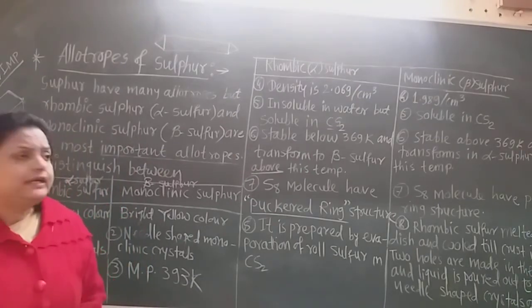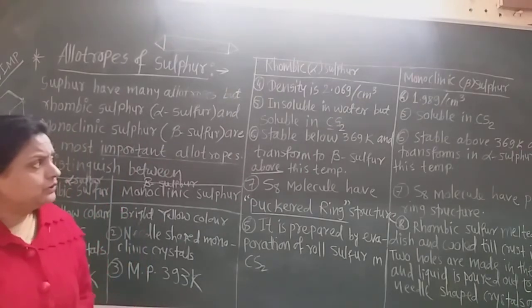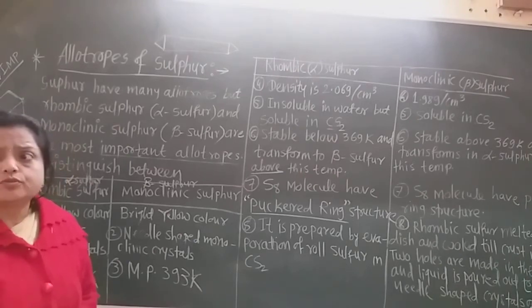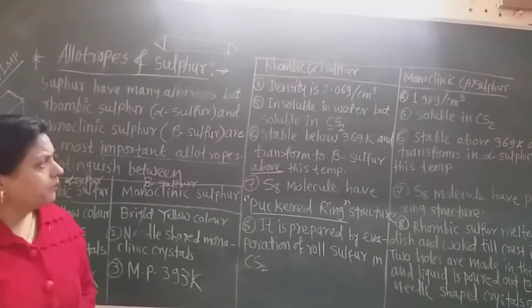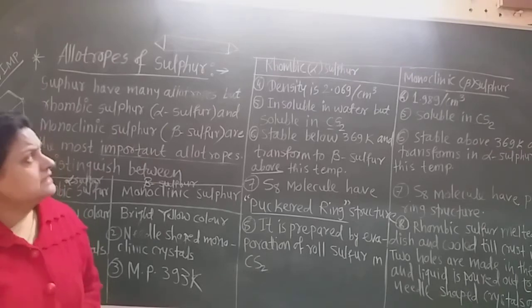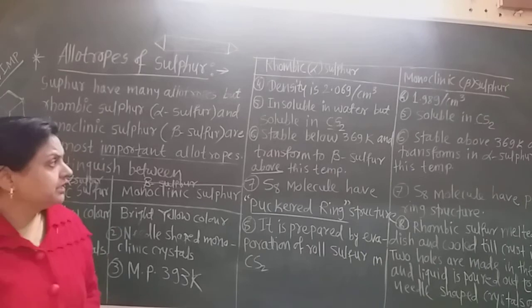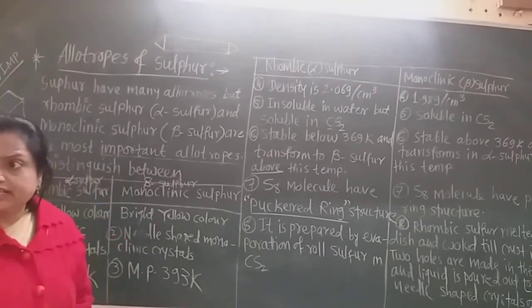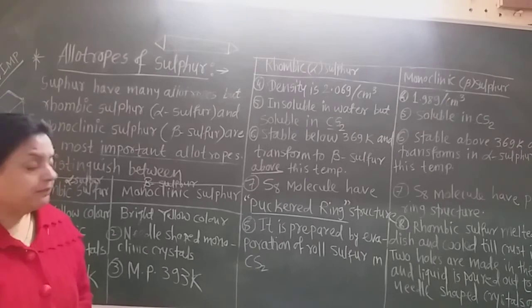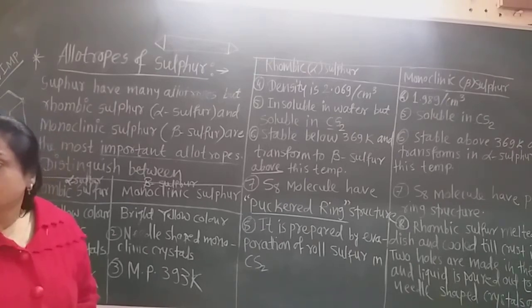About the stability, I already told you that the monoclinic sulfur is more stable than the rhombic sulfur. So about the stability, this rhombic sulfur is stable below the temperature 369 Kelvin. Below this temperature, at lower temperature, rhombic sulfur is stable.